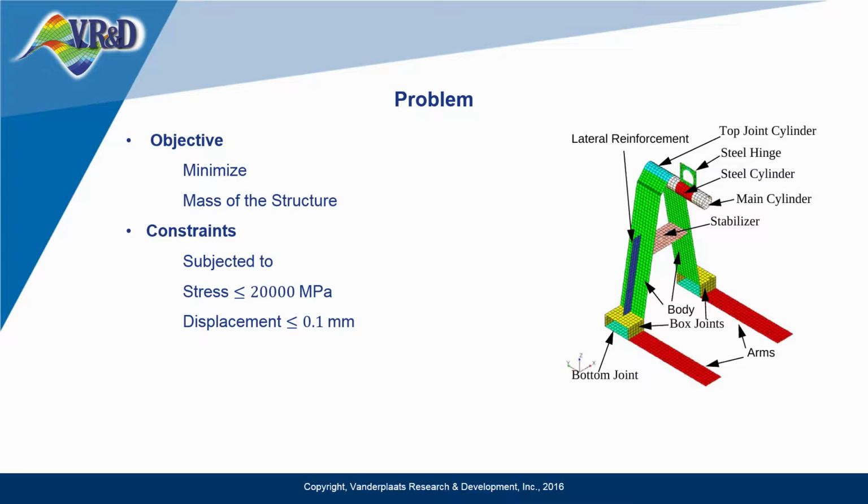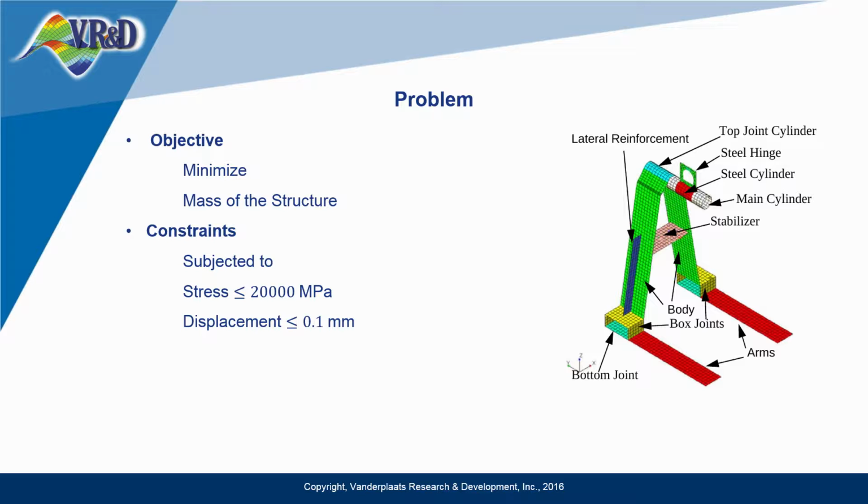Let's start with an example. As you can see from the diagram, the pallet lifter arms are subjected to a pressure load. Here, the objective is to reduce the mass of the pallet lifter structure. It is subjected to constraints that the stresses should be less than 20,000 megapascals and the displacement at the tip of the arms should be less than 0.1 mm.